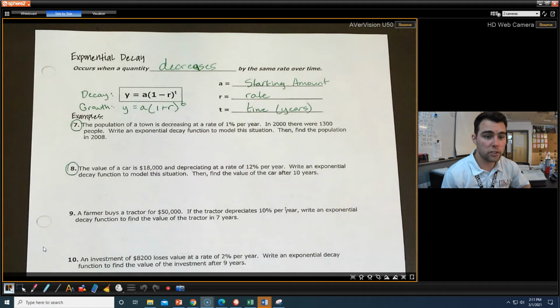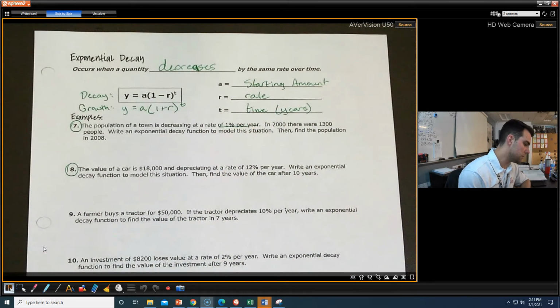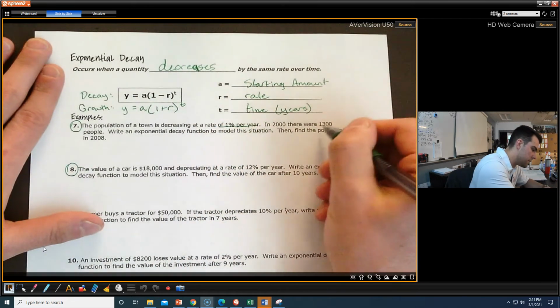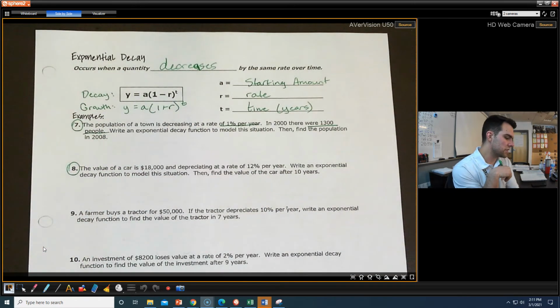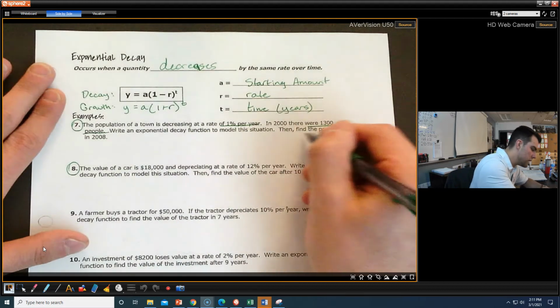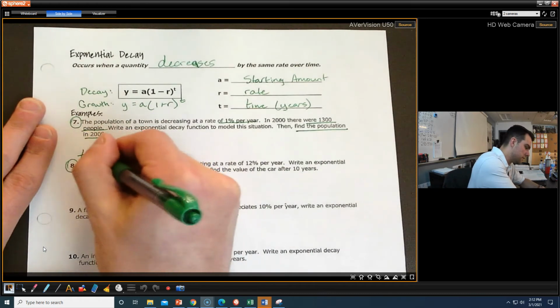So, the population of a town is decreasing at a rate of 1% every single year. In 2000, there were 1,300 people. Write an exponential decay function to model this situation, then find the population in 2008. It didn't give us the amount of years, but from 2000 to 2008, our T is 8 years.